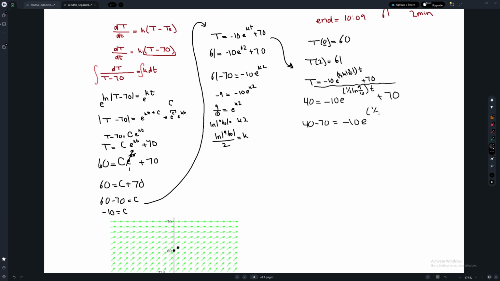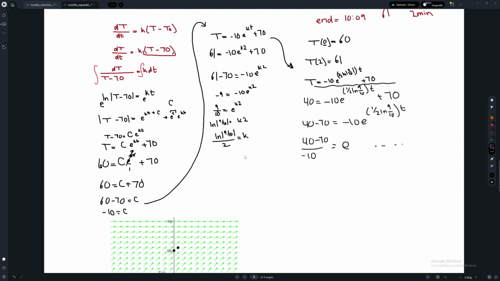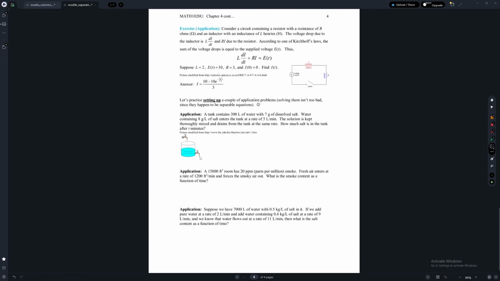E is just normal math, nothing too special. Now you can also divide it by 10. We can do 40 minus 70 divided by -10, which equals E, and so on, dot, dot, dot. I'm not going to continue it because from now on I'm pretty sure it's in the lecture, and you guys should know how to do this anyway. So I'm not going to continue it, but I just wanted to show you guys the thought process.